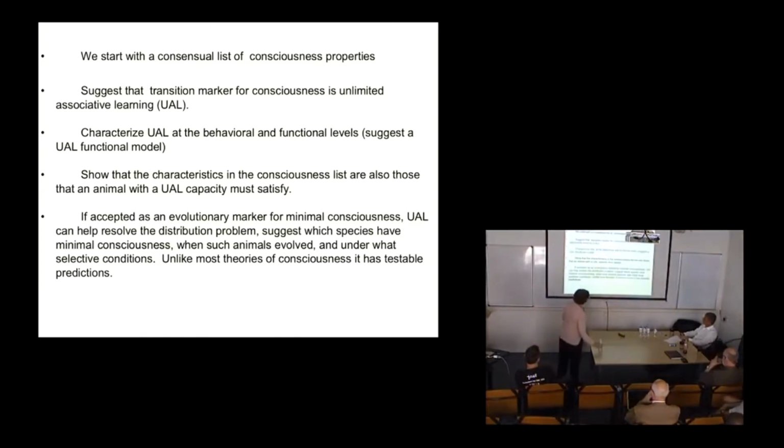Then we will characterize this capacity at the behavioral and functional level, and suggest a very, very simple toy model. And then we will show that the characteristics in the consciousness lists, which were not compiled by us but by lots and lots of people, are also those that an animal with this capacity must satisfy. And once we do that, a lot of problems can be solved, such as the distribution problem, who has it, and so on, because unlike minimal consciousness, unlimited associative learning, although there are great gaps in our understanding of which animal can learn what, is nevertheless a much more approachable problem than knowing whether an animal is conscious or not.